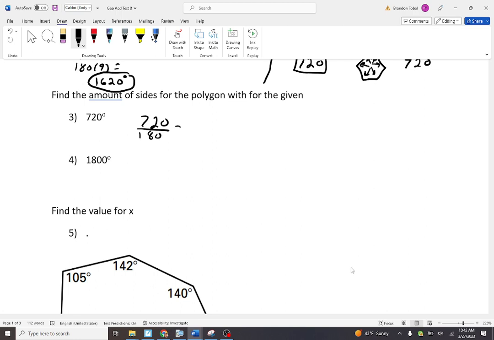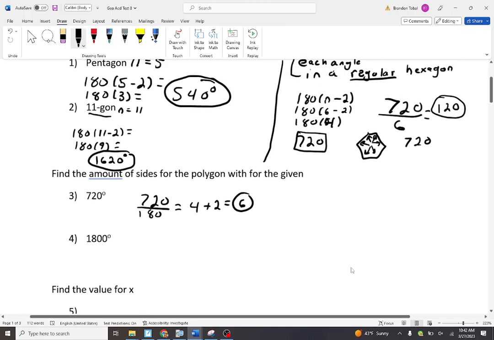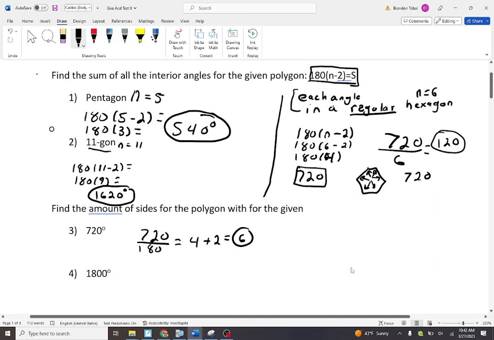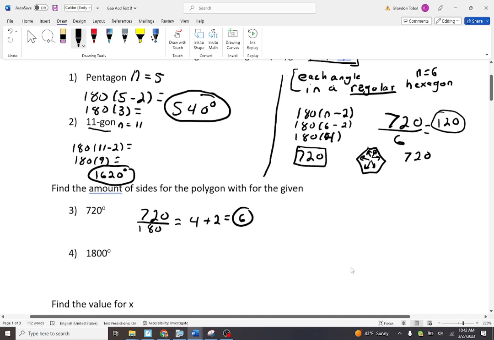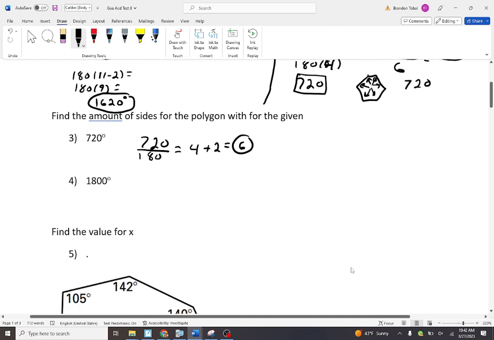720 divided by 180, you're going to get 4. Now remember, that's how many triangles are in there. We want the sides. There are always 2 bonus sides. So 4 plus 2 is 6. It's the reverse of the earlier question, where we subtract 2 first, then multiply by 180. In this case, we divide by 180, then add 2. So that's 6 sides, or a hexagon. Since I only asked how many sides, you could write just 6. You don't have to write the name.